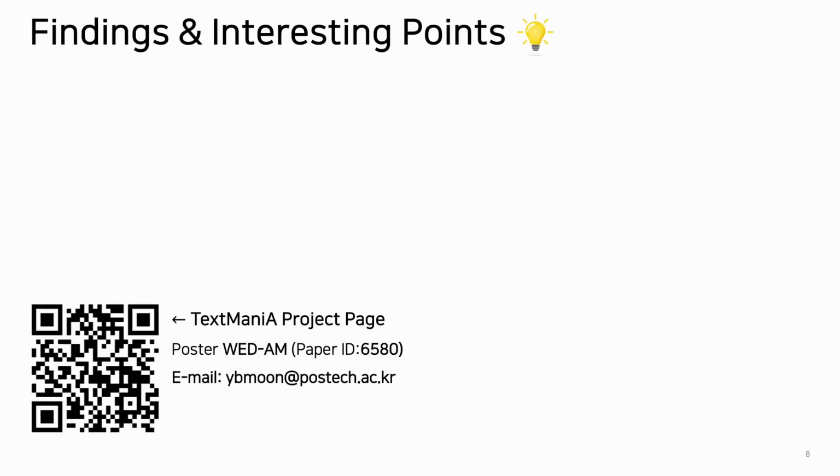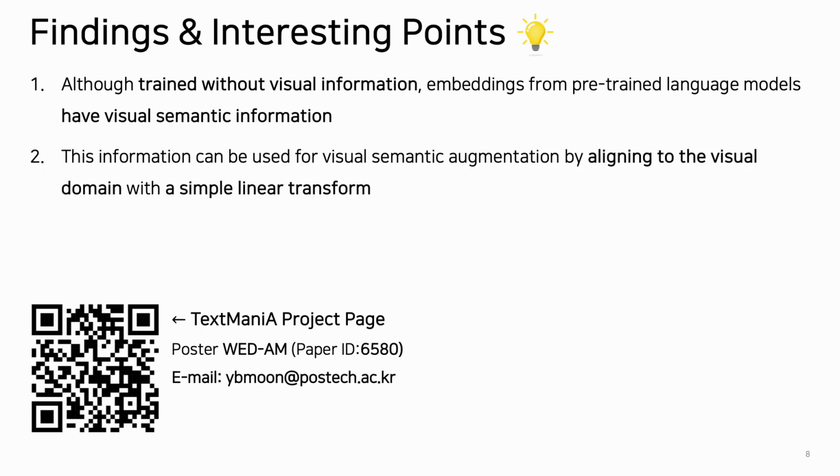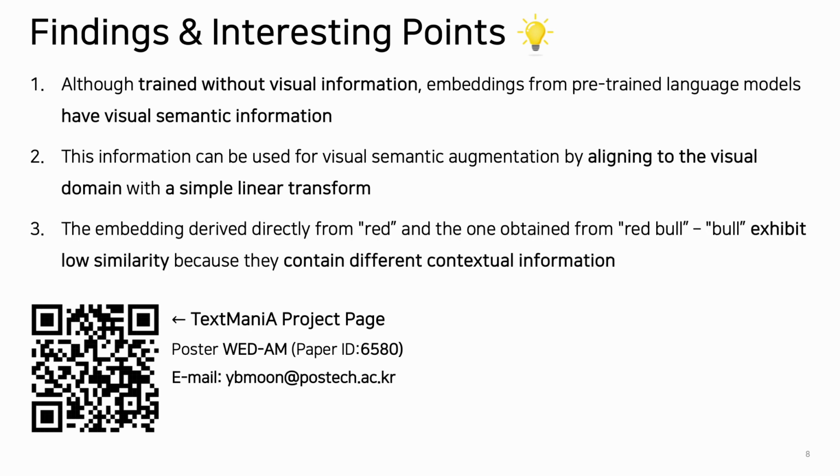We will conclude this presentation with our findings and interesting points. First, although the language models are trained without visual information, the text embeddings have visual semantic information. Second, this information can be used for visual semantic augmentation by aligning to the visual domain with a simple linear projection. Finally, the direct embedding and the difference vector exhibit low similarity because they contain different contextual information.